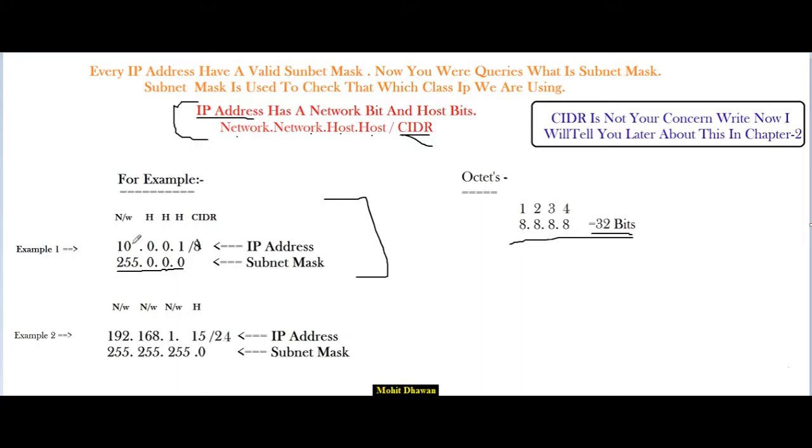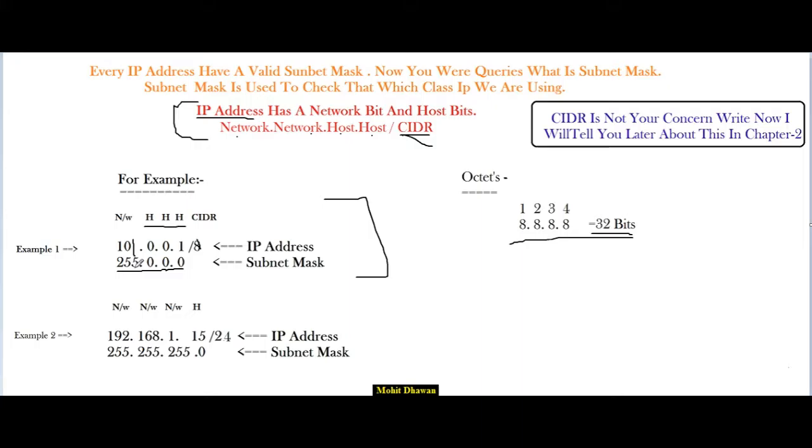Correct? So guys, just see this: this is my class A IP address, because class A consists of 0 to 127. This is 10.0.0.1. Now 10 is a class A IP, so 10 is my network bit, and all the remaining 3 are my host bits.